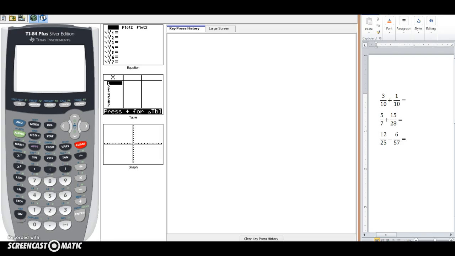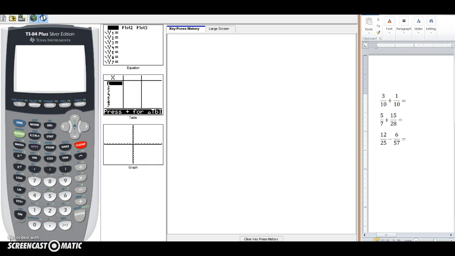The first thing is that if you are adding or subtracting fractions on your calculator, since the calculator knows to follow the order of operations, you do not need to be putting parentheses around each fraction. So as I go through these examples, you're going to see that I'm not going to be using any parentheses. And again, this applies when you are adding or subtracting fractions.